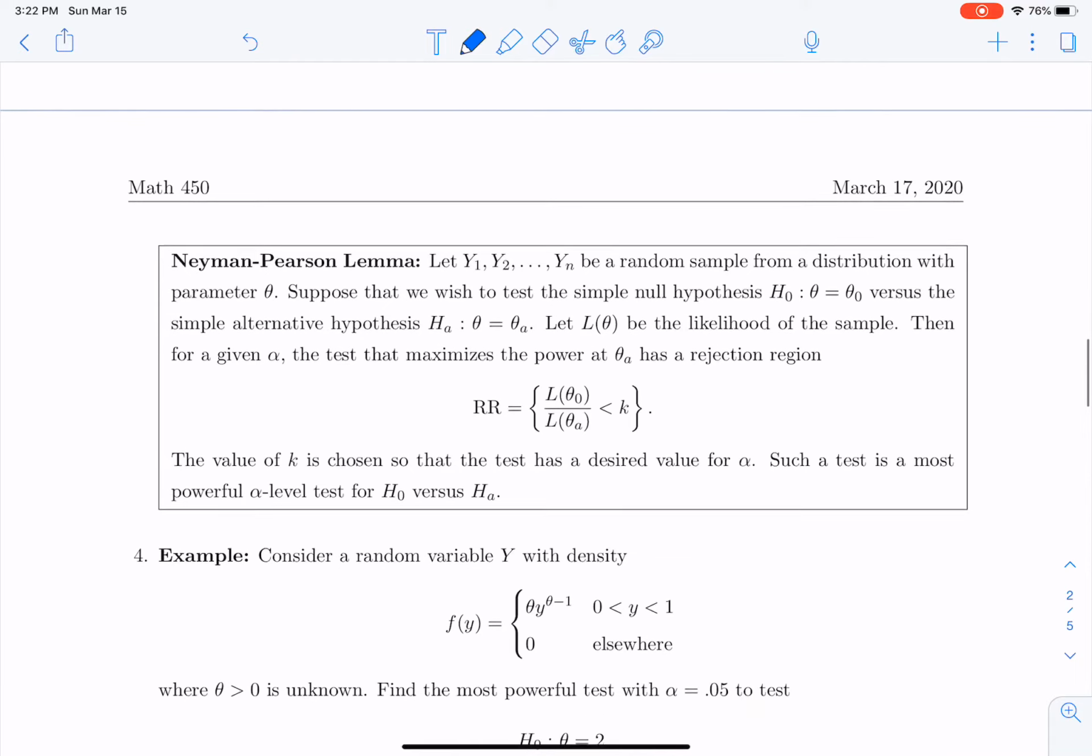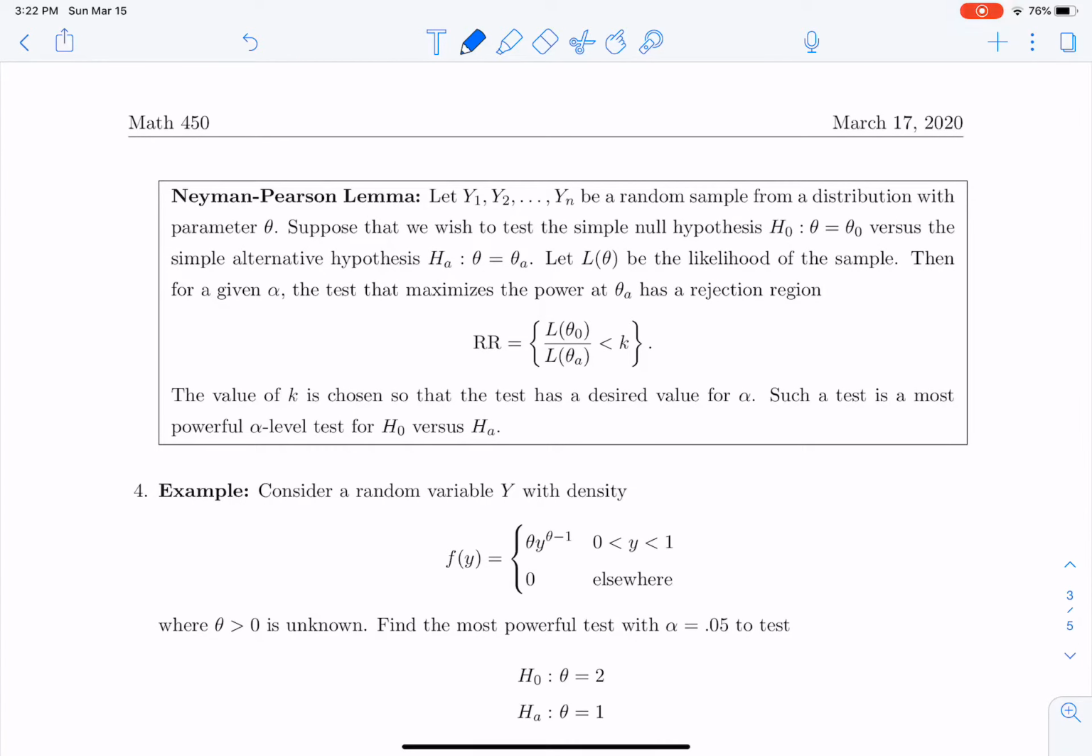Well, we can consider one based on the Neyman-Pearson lemma. The Neyman-Pearson lemma says let y1, y2 through yn be a random sample from a distribution with parameter theta, and suppose that we wish to test the simple null hypothesis H0, theta equals theta 0, versus a simple alternative, HA, theta equals theta a. And then let L of theta be the likelihood of that sample. That's the likelihood function that we used previously.